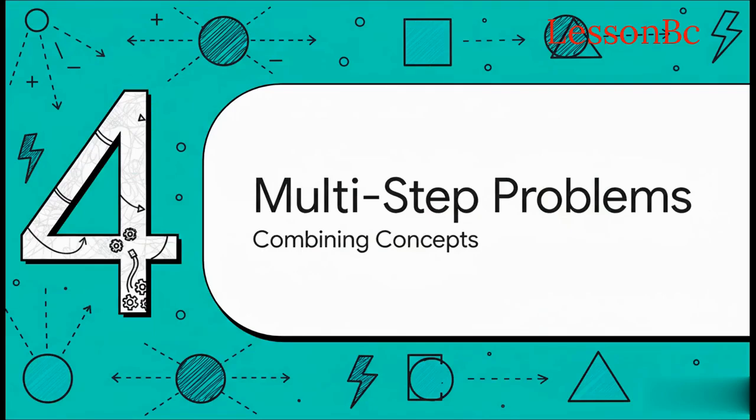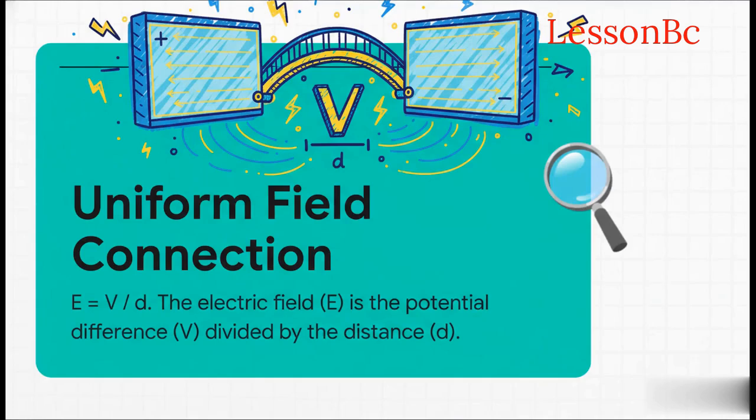Okay, we've got the individual pieces down. But the real test is whether you can put them all together. Exams just love problems that make you connect the electric field and potential, so let's tackle one. First, we need the bridge that connects these two worlds. For a uniform field, like the kind you find between two parallel metal plates, there's this beautifully simple formula. The electric field E is just the voltage V divided by the distance d. This little equation is the key to so many of these combined problems.